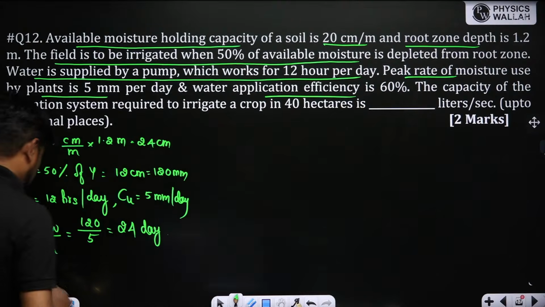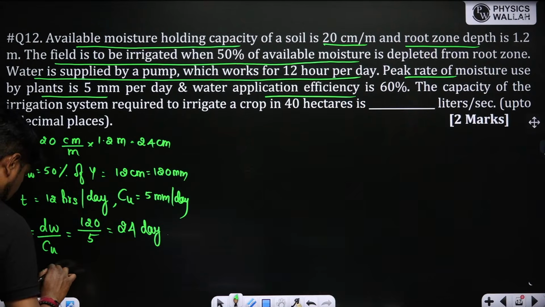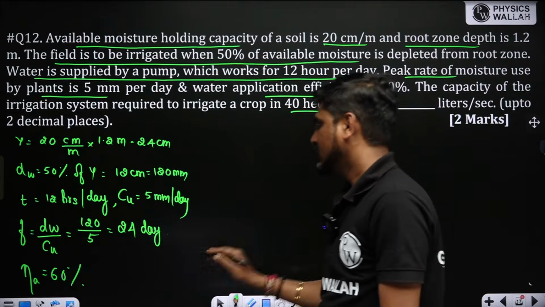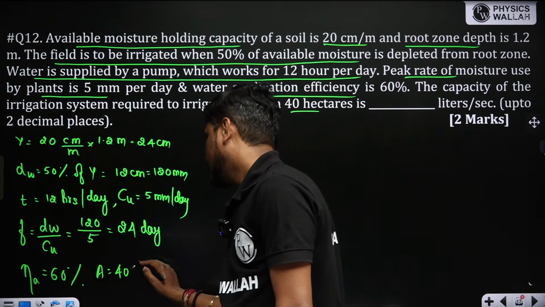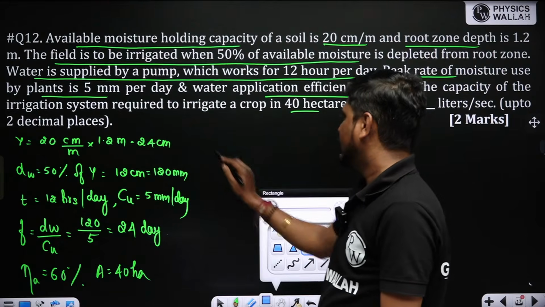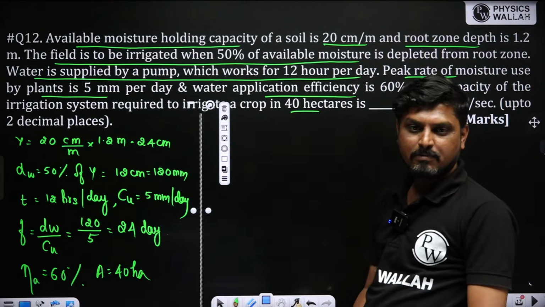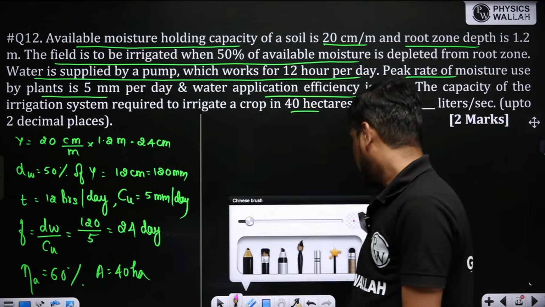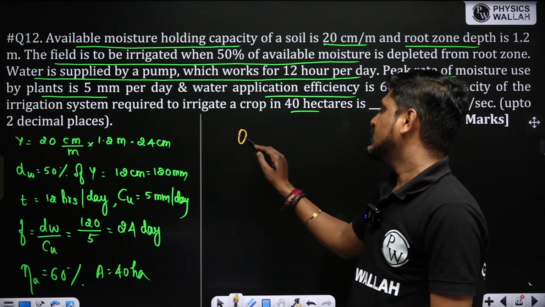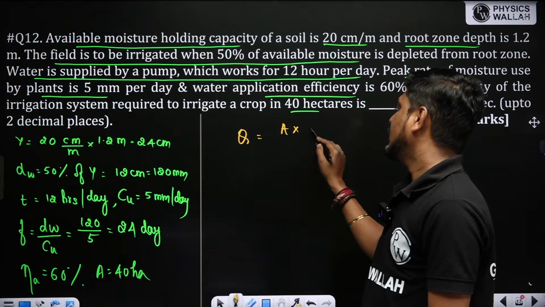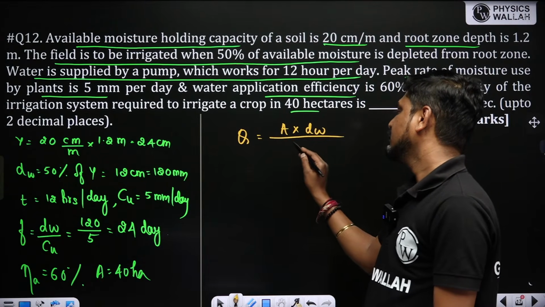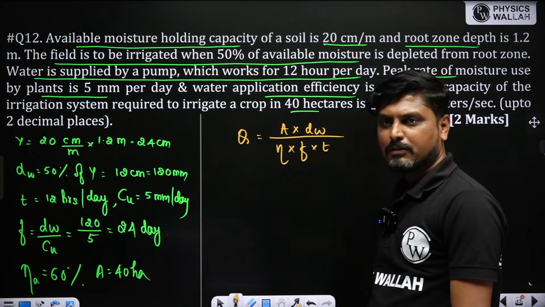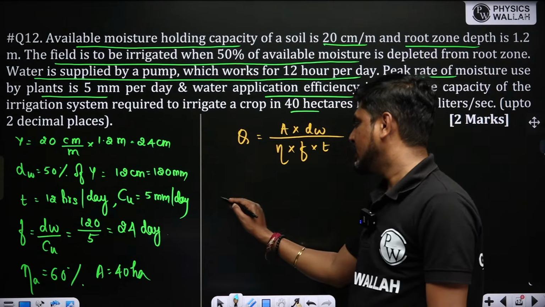Application efficiency is given as 60%. Now what you are supposed to find out? Discharge, area is also given here. So yesterday I gave you a simple formula to remember for such kind of question. Whenever the pump working time is given, please do use this formula. What is that? Q is equal to area into dW divided by efficiency into F into pump working time. So discharge Q you are supposed to find out here.